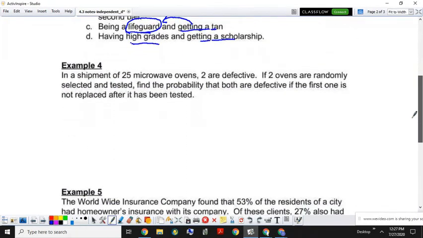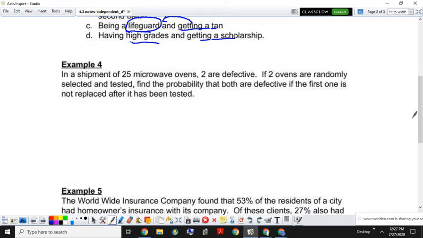Okay, so let's take a look at this. In a shipment of 25 microwaves, 2 are defective. If 2 ovens are randomly selected and tested, find the probability that both are defective if the first one is not replaced after it has been tested. Okay, so we want the probability of 2 defective microwaves. All right, so let's say we have this shipment of microwaves, and we're going to pull the first one out. There are 2 defective ones, so we're going to pull one out, and we want both of them to be defective. There's a shipment of 25.